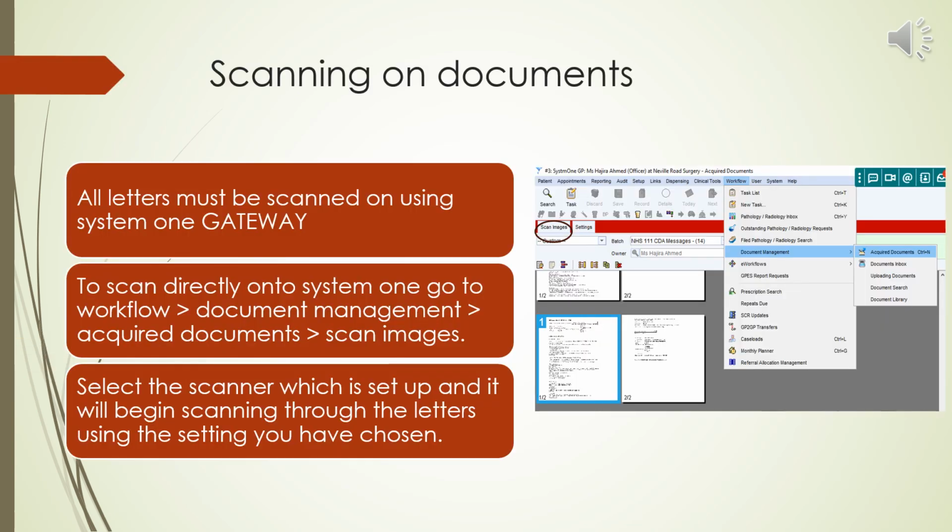When scanning on documents, all letters must be scanned on using System 1 Gateway. To scan directly onto System 1, go to Workflow, Document Management, Acquired Documents, and then Scan Images. Then select the scanner which is set up and it will begin scanning through the letters using the setting that you have chosen.